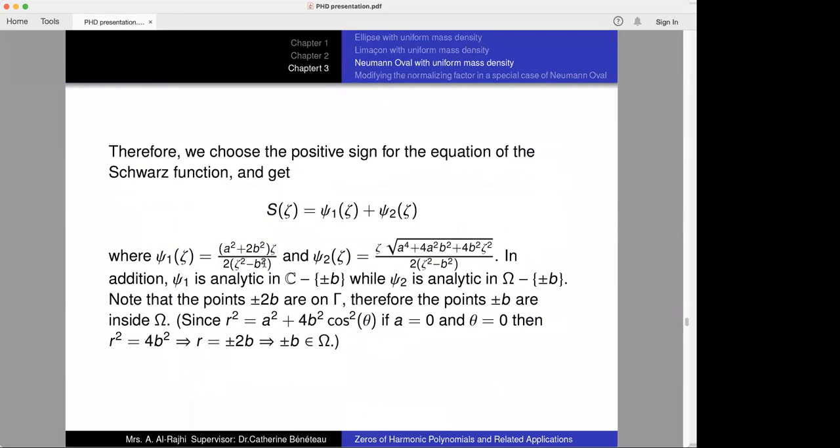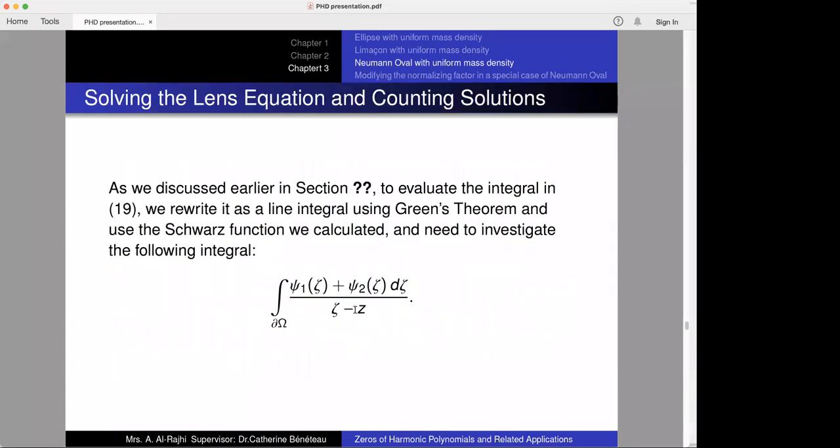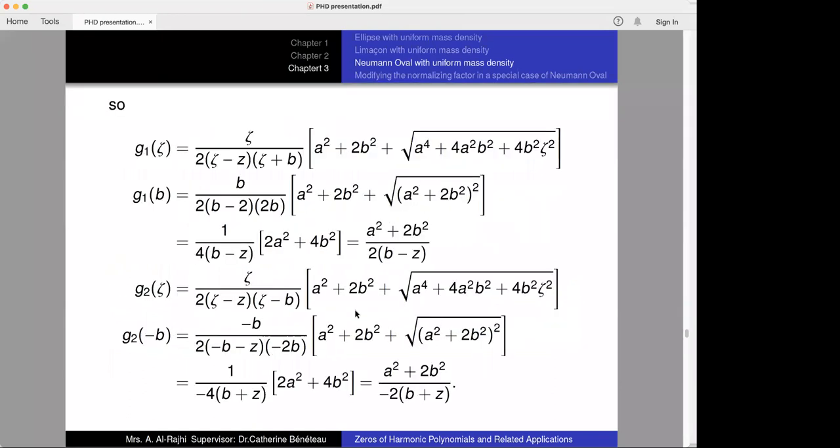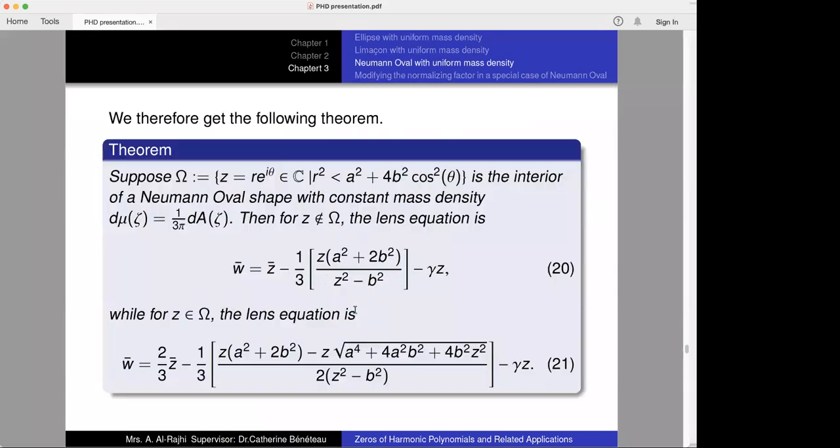If psi1 can be written in this formula, and psi2 in this formula, then by using the Schwarz function again to calculate the same integration, with the residue theorem, we have the following theorem. I didn't go over it slowly because it's the same technique as the limaçon, the residue theorem, the same thing. We conclude the same theorem, but with different equations, so we will have equations number 20 and 21.